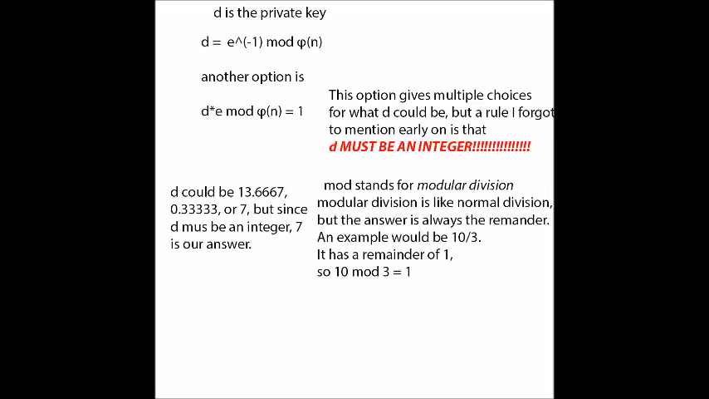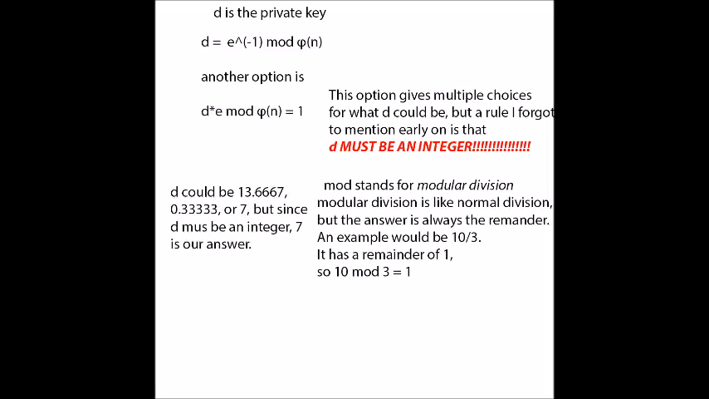In this case, we have multiple options. For d, we could pick 13.667, since 13.667 times 3, which is our exponent, mod 20 equals 1. And then 0.333 times 3 mod 20 is 1. And then there's 7, since 7 times 3 mod 20 is 1. So we're going to pick 7 because it's an integer.